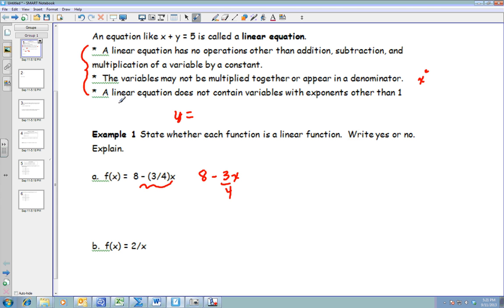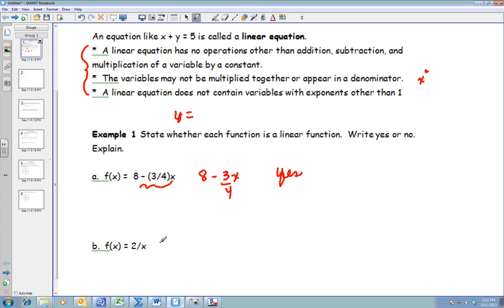So we have to figure out, do all these rules apply? Because we have to say yes or no, is it linear? Well, let's see. I have to have all operations, addition, subtraction, multiplication, which I do. The variables may not be multiplied together, so I only have one variable, so I don't have to worry about that. The variable cannot be in the denominator. I don't have to worry about that. And I can't have an exponent other than 1. So this is x to the first. So I would say yes. Okay, and we're just going to explain the no ones.